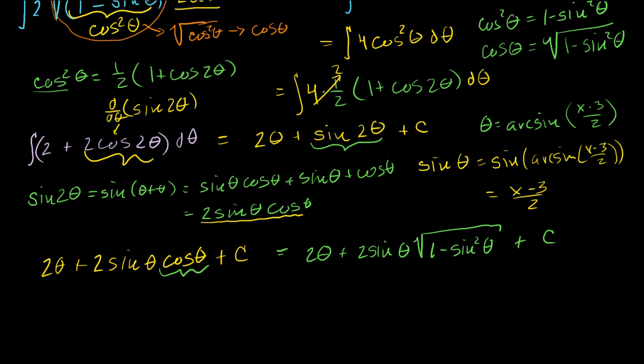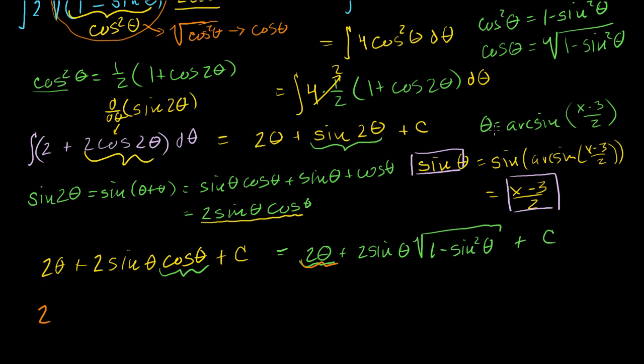And now we're at the home stretch. This problem was probably harder than you thought it was going to be. We know that sine theta is equal to x minus 3 over 2. So let's make that reverse substitution. So we have 2 times theta. This first term is just 2 times theta right there. So that's 2 times, we know what theta is equal to.